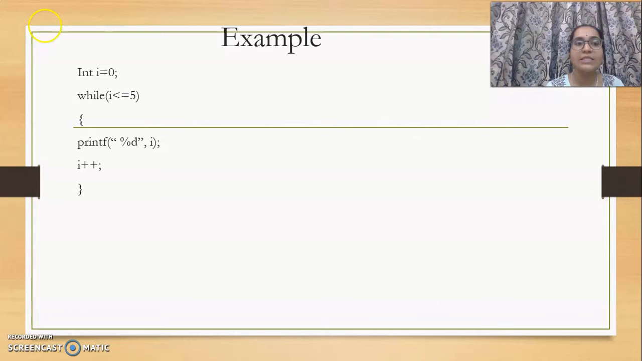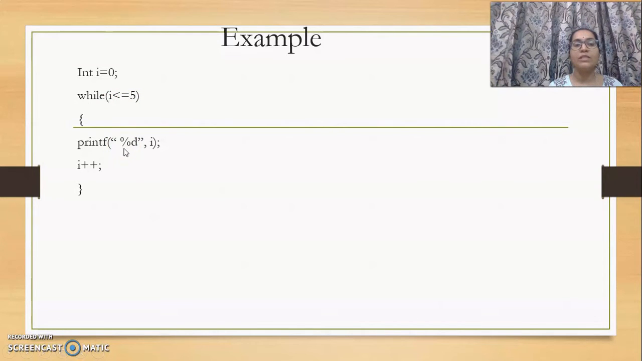Initially the value of I is 0, so it will print the value 0. Now the next statement, I plus plus, shows that I has been incremented by 1. So now I has become 1. And now the while condition will be checked again, meaning I is less than or equal to 5. What is I? It is 1. 1 is less than or equal to 5, true.